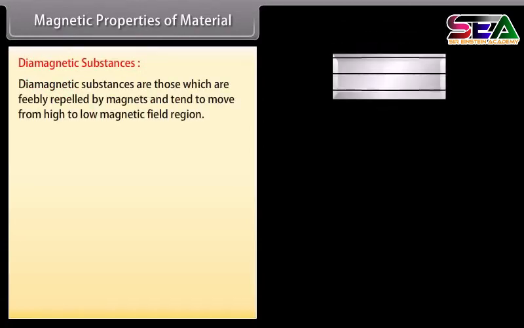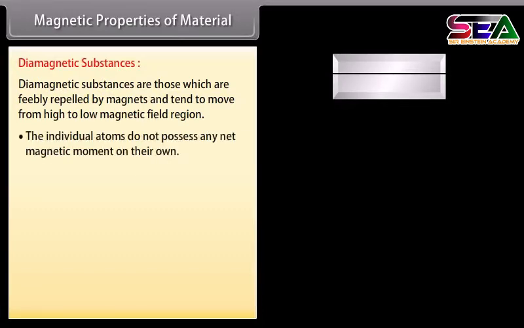Diamagnetic substances. Diamagnetic substances are those which are feebly repelled by magnets and tend to move from high to low magnetic field region. The individual atoms do not possess any net magnetic moment on their own. The magnetization M varies with H in a linear way. M is equal to Xi H.